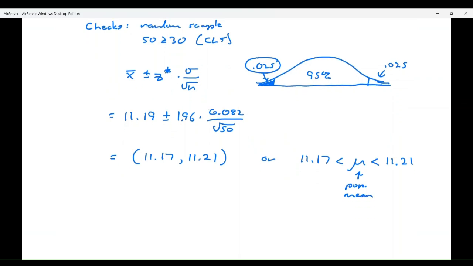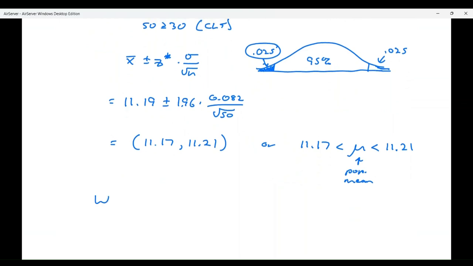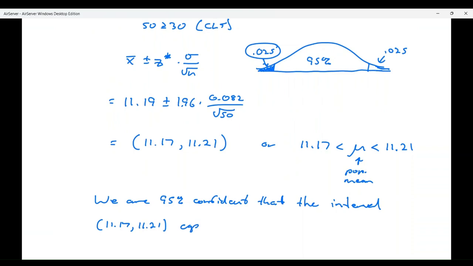All right. And in words, what we're saying again is we are 95% confident that the interval 11.17 to 11.21 captures the true mean weight of an Oreo cookie.